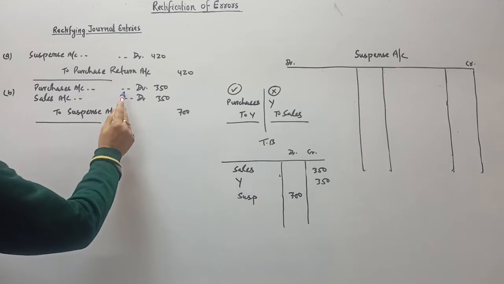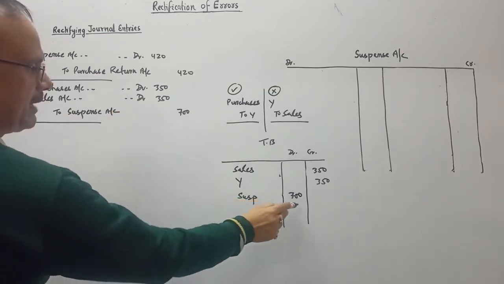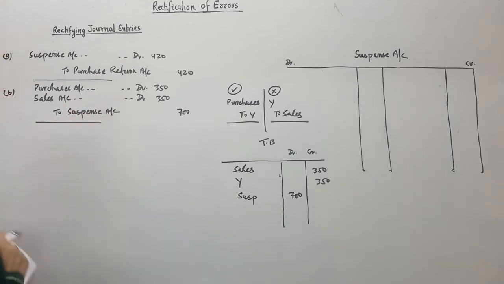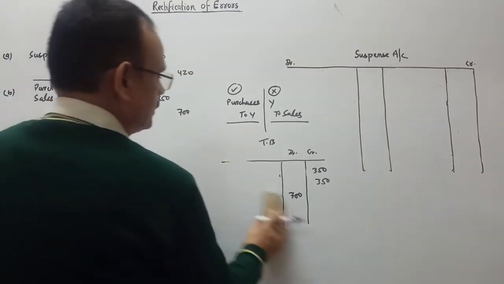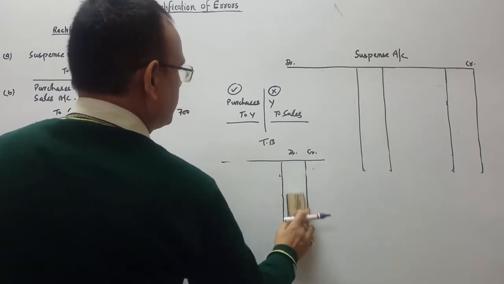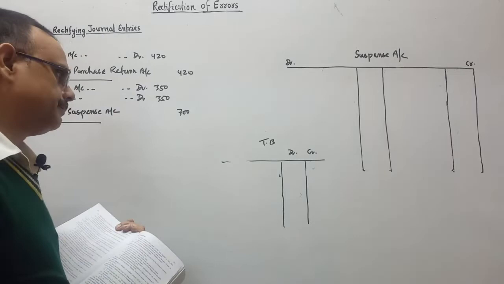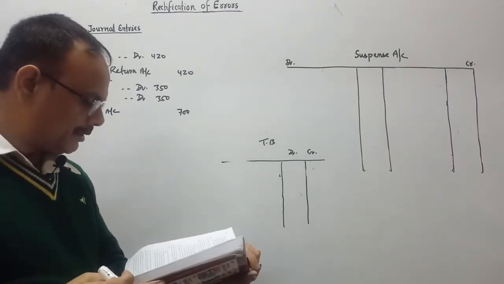Purchase should be at right place. Suspense has to be cancelled. Suspense is on debit. For cancellation, we have to write it in the credit. Okay. This is the rectified entry related to error number 2. Now coming to error number 3C.